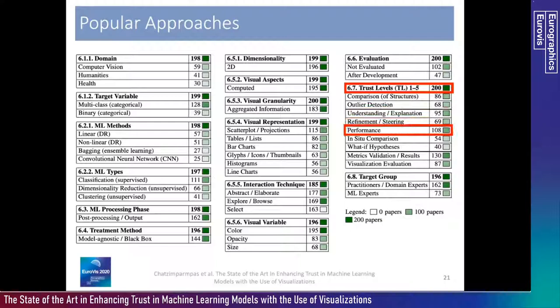For trust level 4, performance is a very often occurring category connected with the selection process of an individual machine learning model. In trust level 5, metrics validation and results observation at the final stage of the processing phase is the most frequent category. Last but not least, for the target group aspect, the visualization systems and techniques have as a main target group usually practitioners, followed by machine learning experts with large distance.